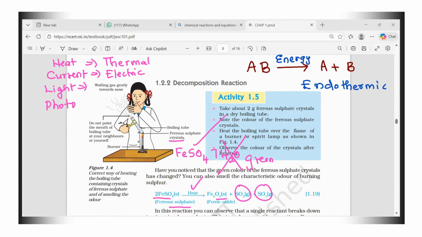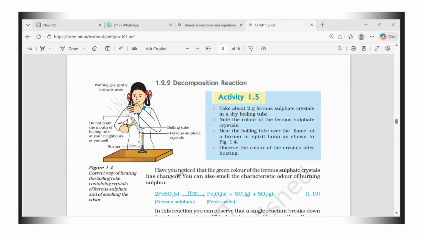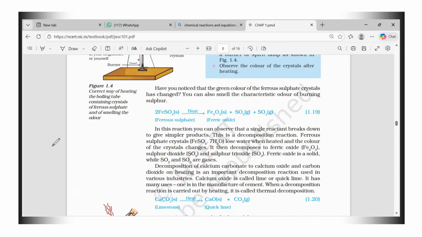And the color should be clear to you. FeSO4·7H2O is green. Then it will turn white. Then it will turn reddish brown. Reddish brown. This is the color change that is happening. And always after a decomposition, it will be releasing the oxide form.